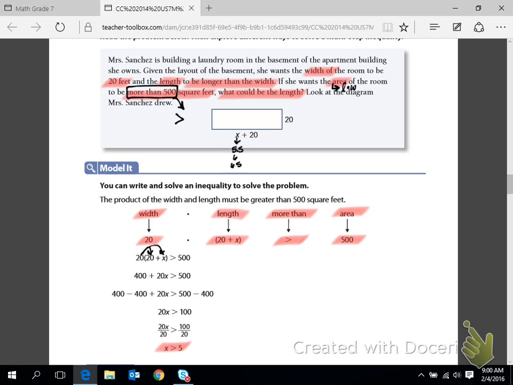So if our x value needs to be greater than 5, it could be 5.5, it could be 6, it could be 6.5. It could be any number that is larger than 5. And what that means in relation to the length of the wall is that the length of the wall, in order to give you an area of more than 500, must be greater than 25 feet. So that's how you're using the information in the context of the problem.